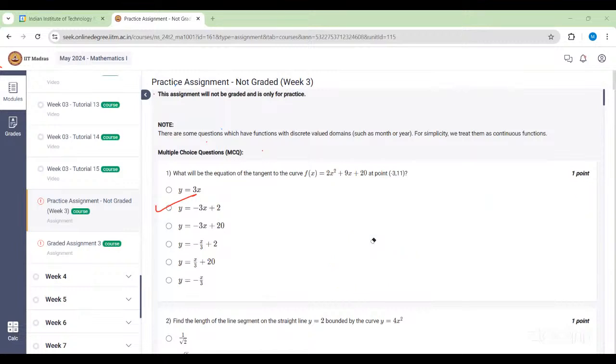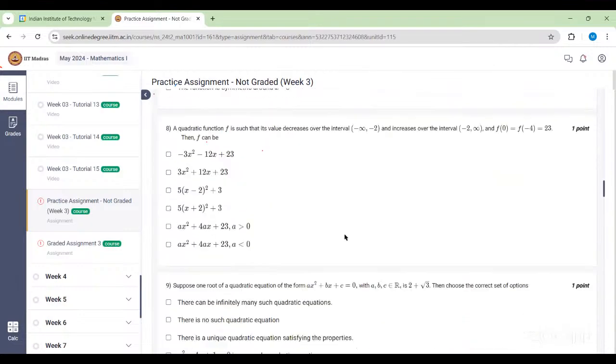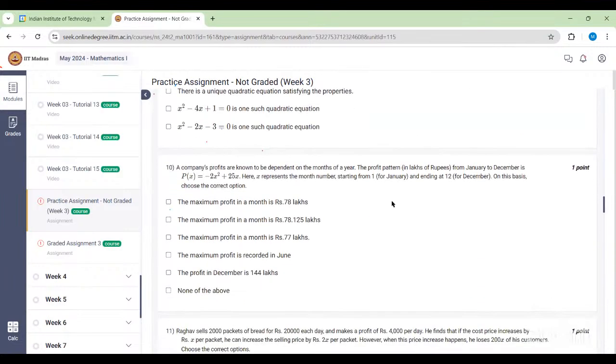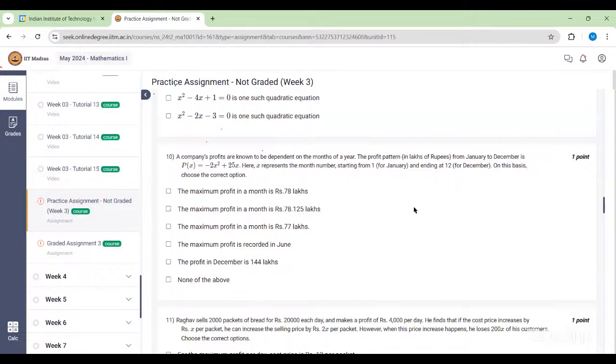Okay, so anything else? Any other question from the practice question assignment? Question number 10. A company's profits are known to be dependent on the number of months. The profit pattern in lakh rupees from January to December is given. X represents the month number, starting from 1 for July and ending at 12 for December. On this basis, choose the correct option. The maximum profit in a month is how many rupees? So you can find the maximum value of this parabola.